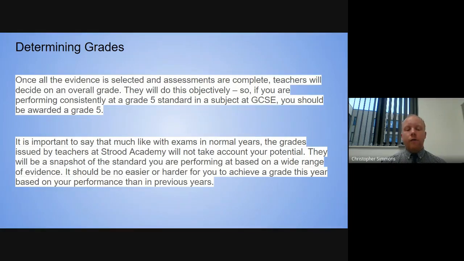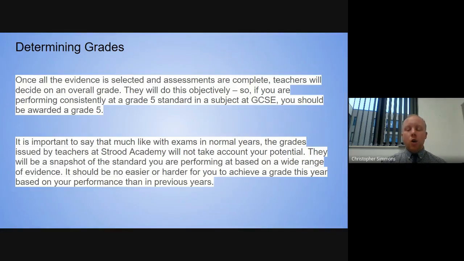It is important to say that, much like exams in normal years, the grades issued by teachers at Strood Academy will not take into account your potential, and they won't be predicted like they were last year. They will be a snapshot of the standard you are performing at based on a wide range of evidence.